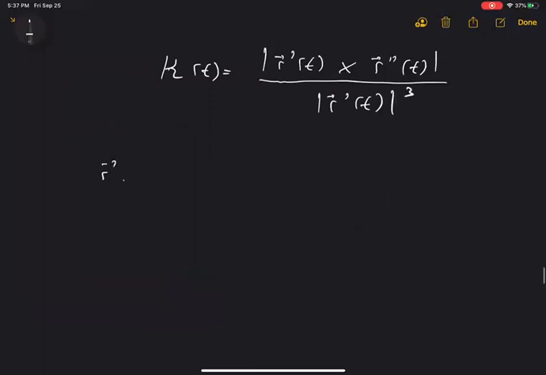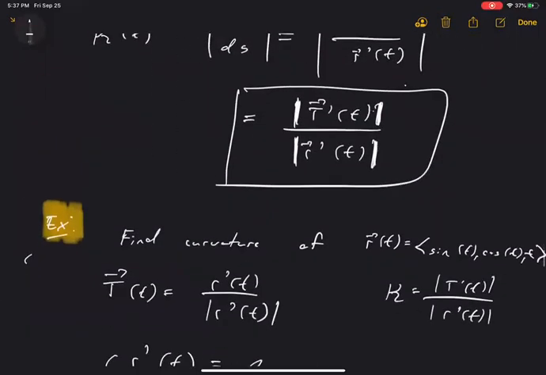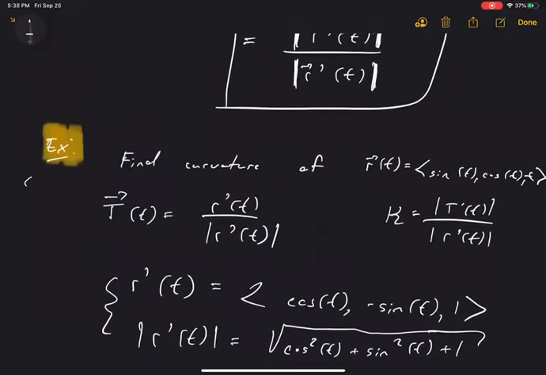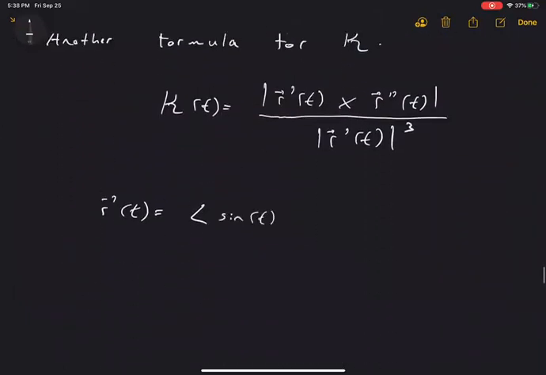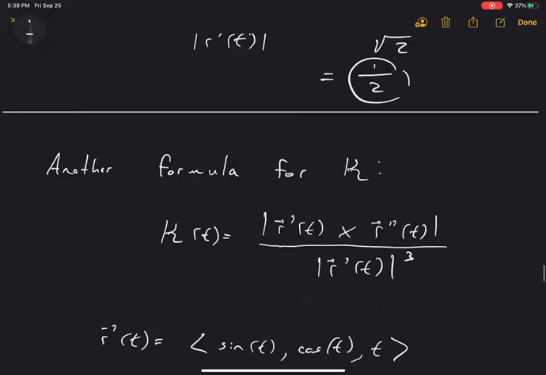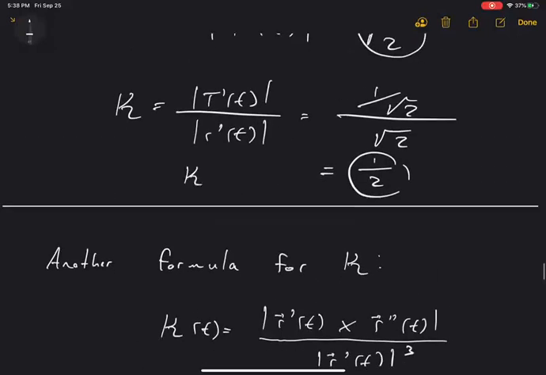Let's say r of t is that same vector valued function. What was it? I don't even remember. Sine t, cosine t, t. Just a note, our previous answer was kappa of t equals 1/2. So that means that the curvature of this thing, no matter what t I plug in, is always equal to 1/2. That might not always be the case. It might depend on t. We could have gotten something like 1/2 t squared or something like that.